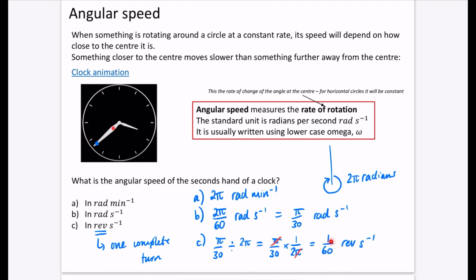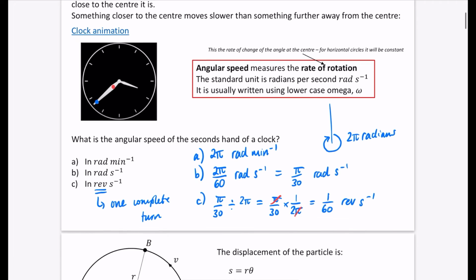Well, it's obviously going to do 1/60th of a complete revolution because it's the second hand. The second hand moves 1/60th of a circle for every second that it ticks along.